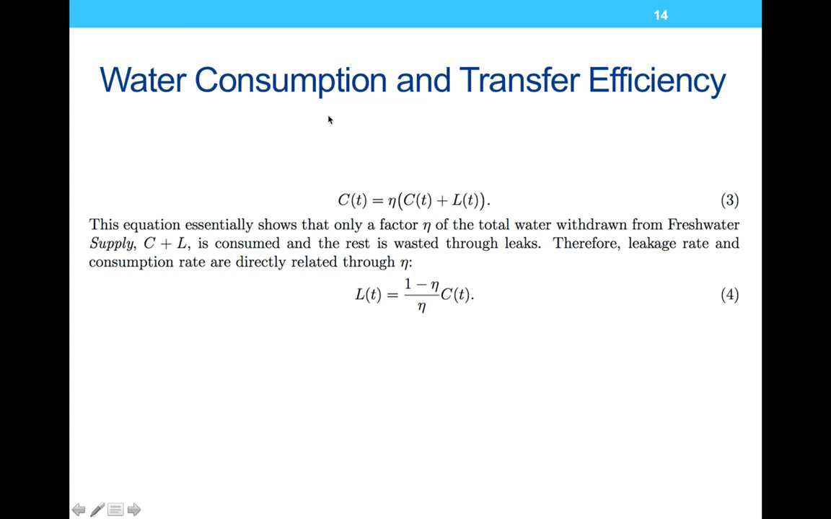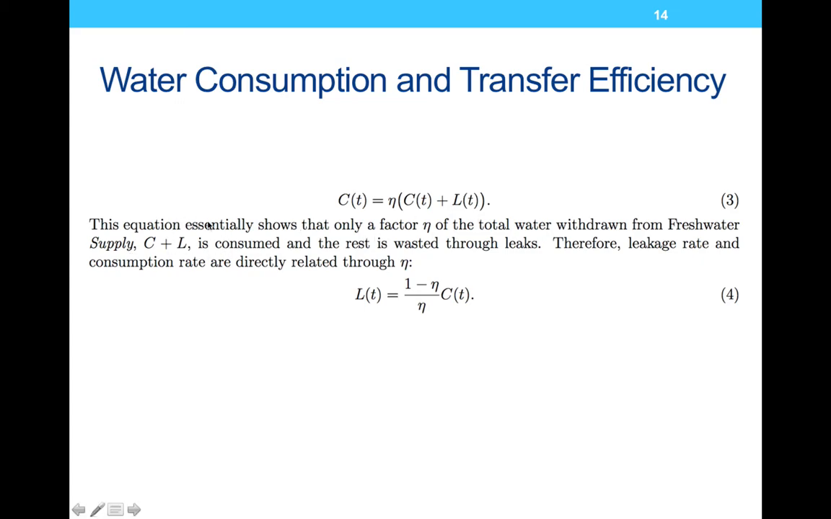Let's look at water consumption and the transfer efficiency. If you think about the fraction of the water that the population consumes as a fraction of the water that is available or accessible for consumption, you realize that because there's leakage, there is going to be an efficiency of transfer between what actually gets consumed, which is C, and what would be available for consumption, which is C plus L. So C plus L is the total amount of water that could be consumed, but of that C plus L, only C gets consumed because L gets leaked. This immediately defines a transfer efficiency eta, and only that fraction eta is what gets consumed.